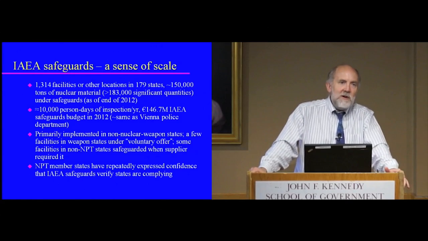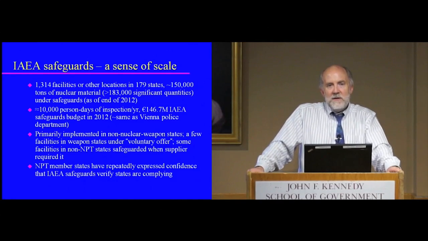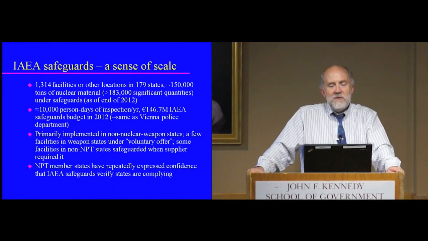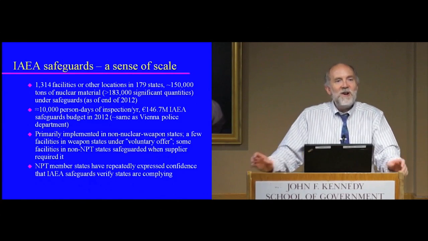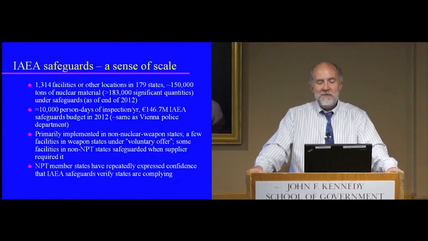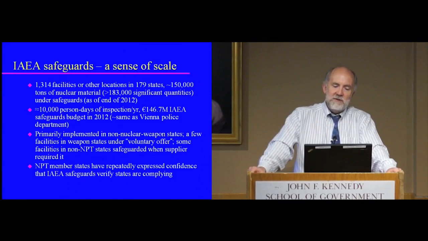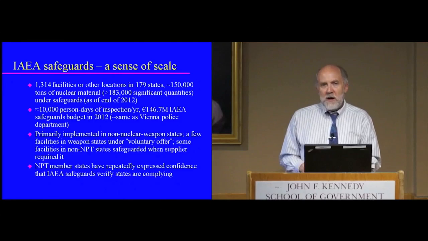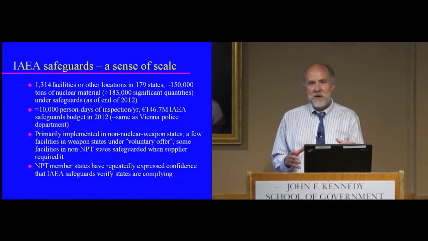They have something of the order of 10,000 person days of inspection a year. The 2012 budget was almost 147 million euros. That is about the same as the budget of the Vienna Police Department for all nuclear inspections worldwide. It's really a remarkably small figure given the importance to the security of states all over the world of this inspection system. Its safeguards are implemented almost entirely in non-nuclear weapon states under the Nuclear Non-Proliferation Treaty.